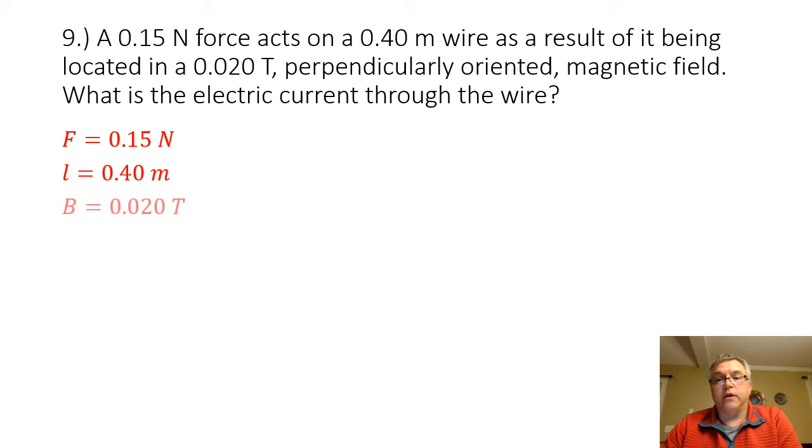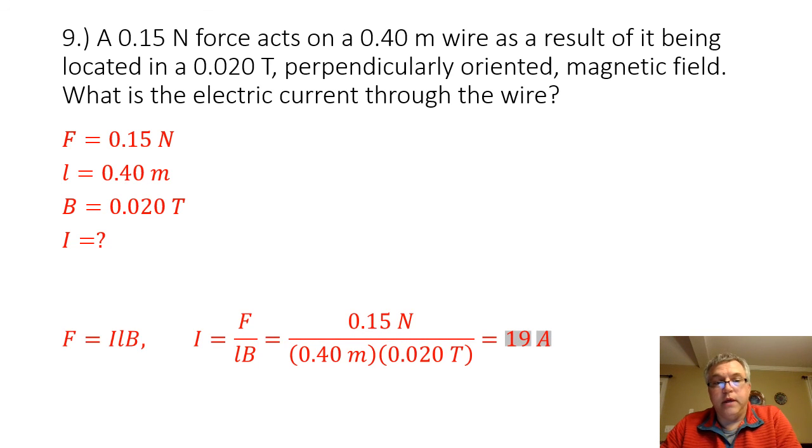Given the magnitude of the magnetic field of 0.020 Tesla, and I'm being asked to find the current. To find the current, I need to use F equals ILB. Solving that for I, I get I equals F divided by LB. I plug in my known values to that equation, and I'm going to get a current of 19 amps.